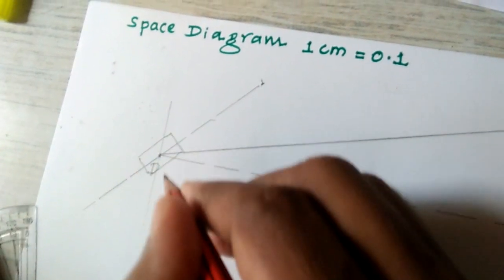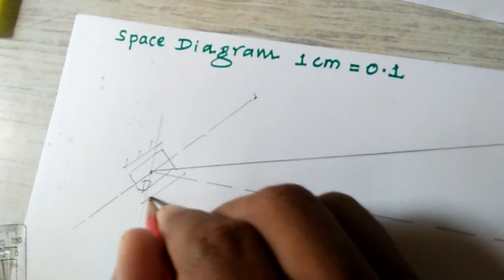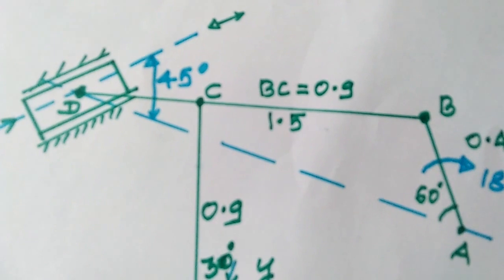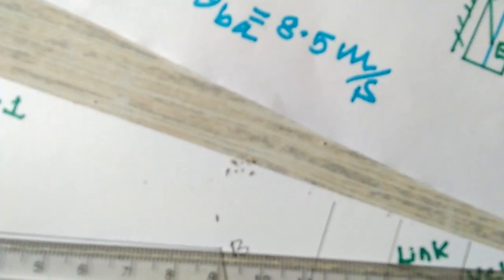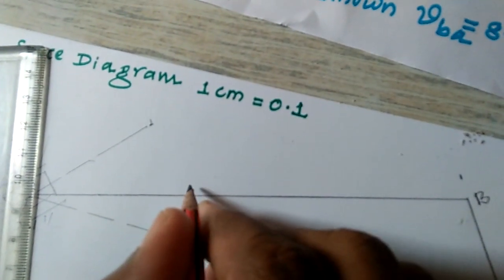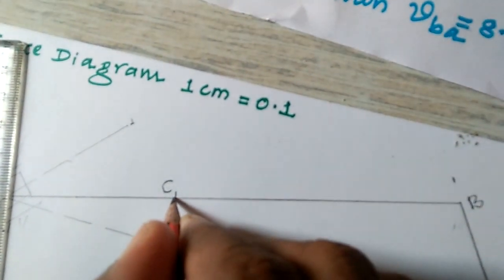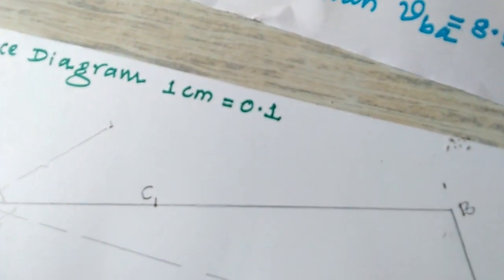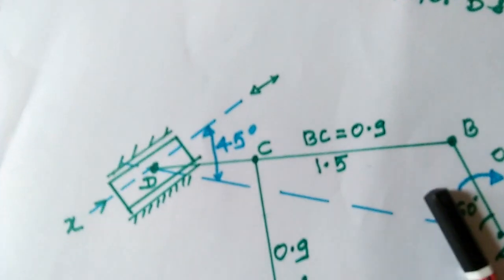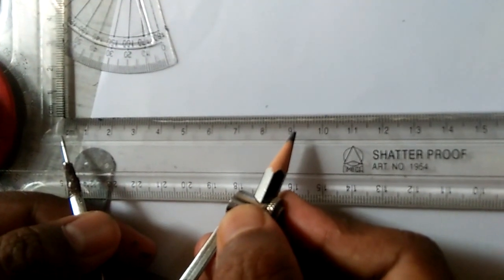Okay, that is point D, that is fixed, this one is the slider. Then one more thing, they have given BC as 0.9 meter, means that comes as 9 centimeter. You mark on the BD with 9 centimeter, that is it comes as C. Then once again they have given C also 0.9, means you also have to take it as 9 centimeter. Then you have to draw the arc.